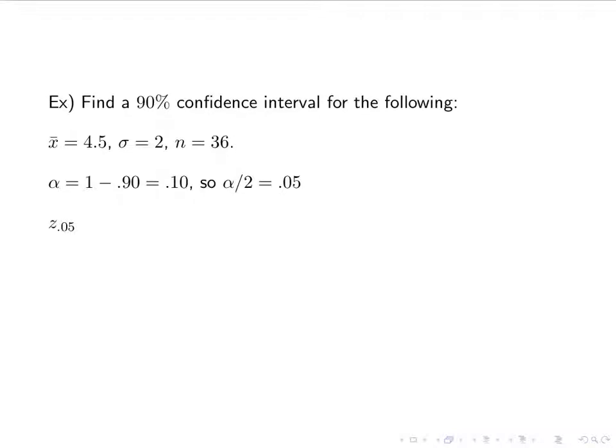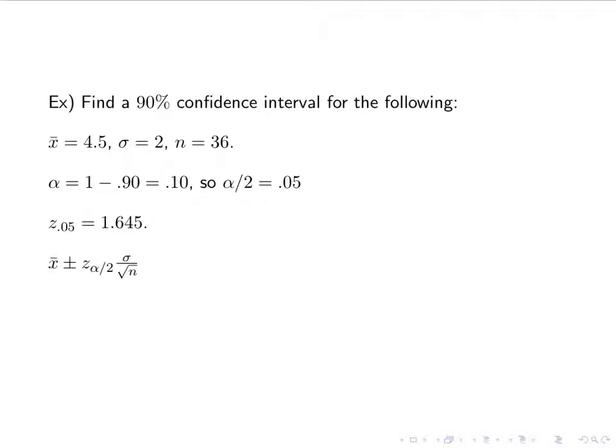To find z sub 0.05, you can either use Excel or the table, the standard normal table. So I would suggest using Excel. So I want you to pause this and open up Excel and use the commands to make sure you're getting the same z value that I'm getting here. So I really want you to play along with this, as it were. So you should be getting 1.645.